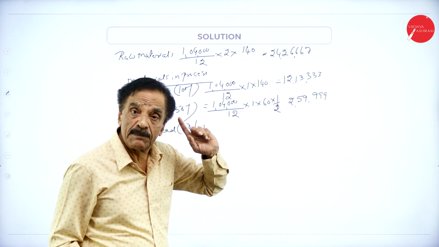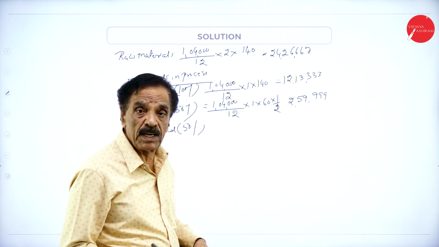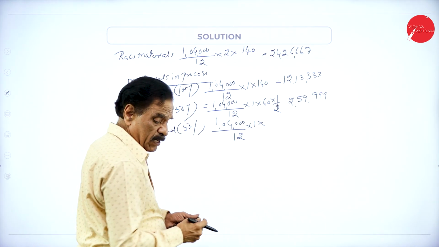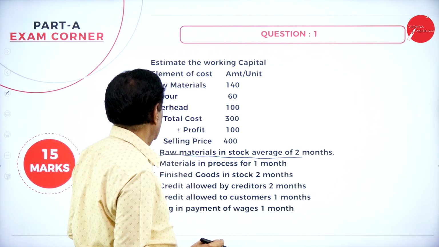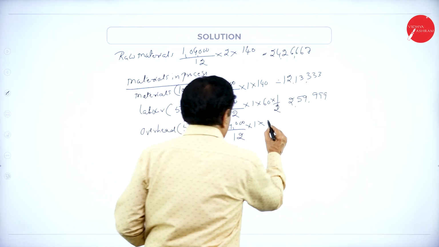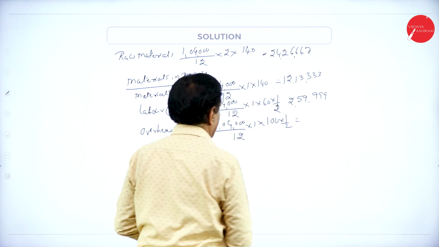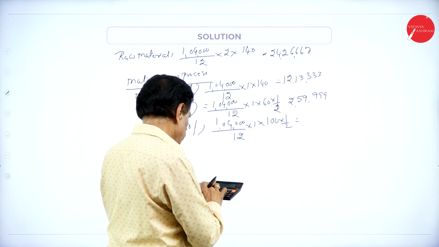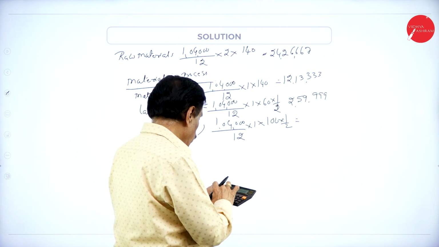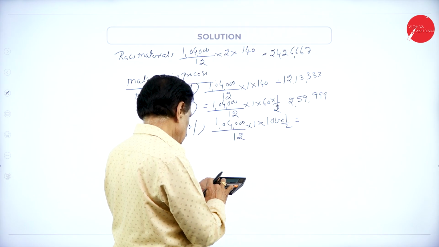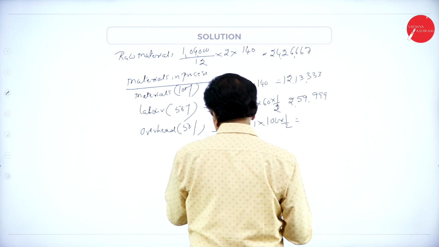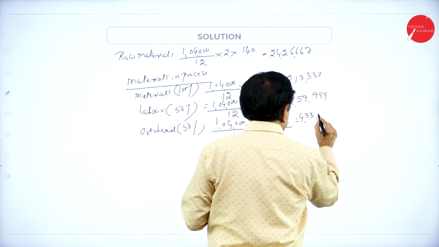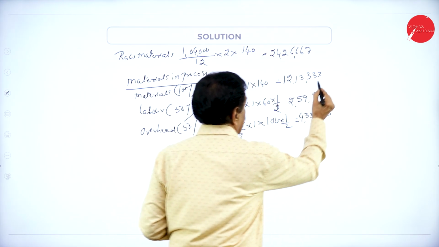You have to take material 100%, labor 50%, overhead 50%. 1,04,000 divided by 12 into 1 into overhead 100 into half, into 50. 4 lakh 33, 4,33,333. This is your overhead.